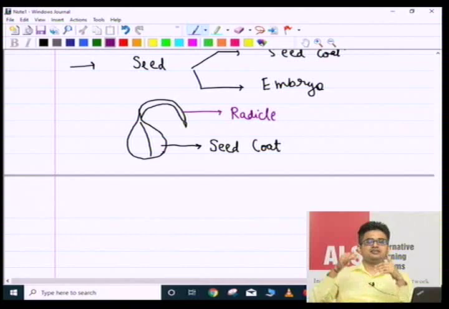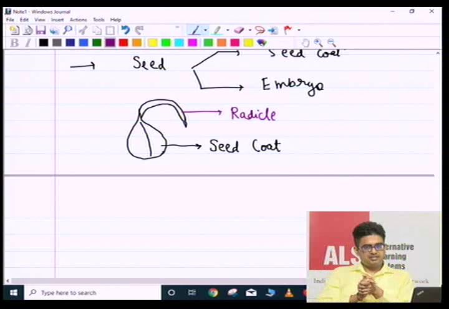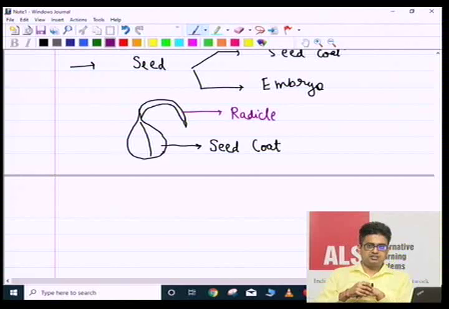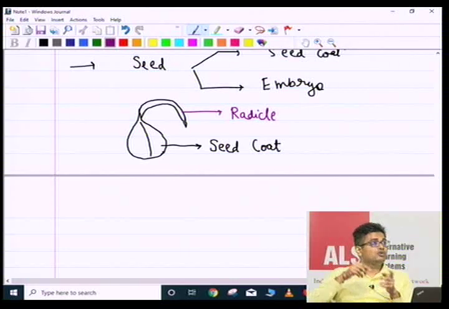Seed is a living thing, right? So will this seed undergo oxygen and carbon dioxide exchange? Will it take in oxygen and give out carbon dioxide? Yes, it will do this. But the question is, how will it do this? So please try to understand.